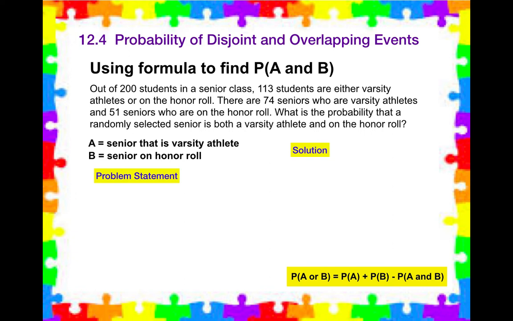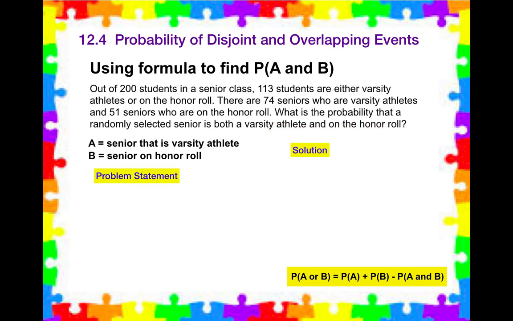So we have 200 students in the senior class. 113 are either varsity or on the honor roll. There are 74 seniors who are varsity athletes and 51 who are on the honor roll. What is the probability that a randomly selected senior is both a varsity athlete and on the honor roll?